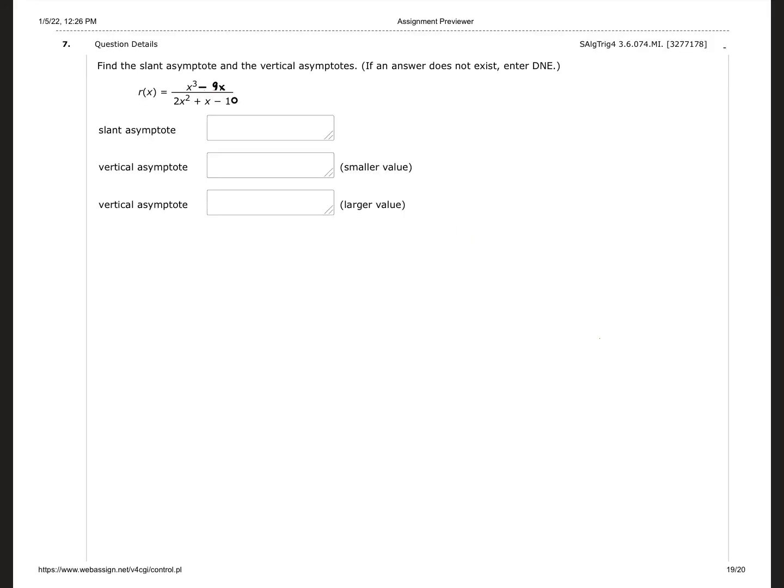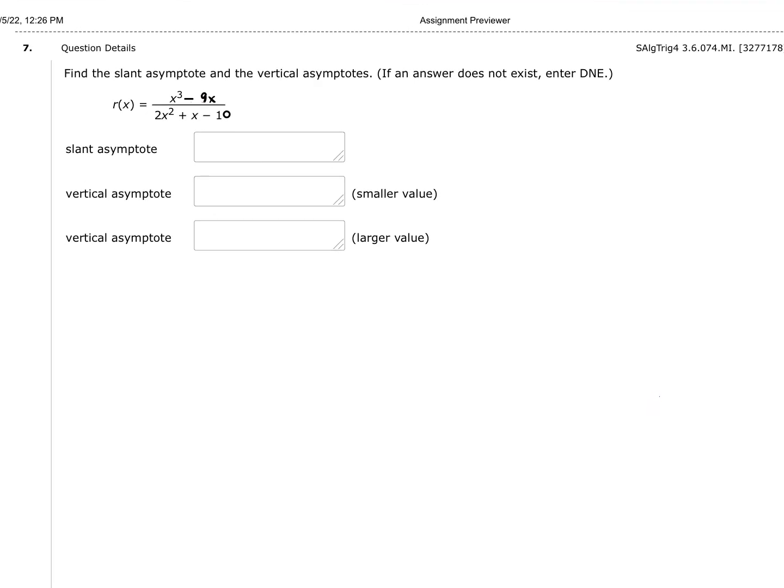For your last question, you are given r of x is equal to x cubed minus 9x over 2x squared plus x minus 10. You're going to use your long division in order to find your slant asymptote. You're going to have the bottom on the outside, the top on the inside. So this is going to give you 2x squared plus x minus 10 on the outside. The inside, you're going to have x cubed plus 0x squared minus 9x plus 0. Remember, if you're missing a place value with your powers, you plug in that plus 0 times x to the power of whatever.